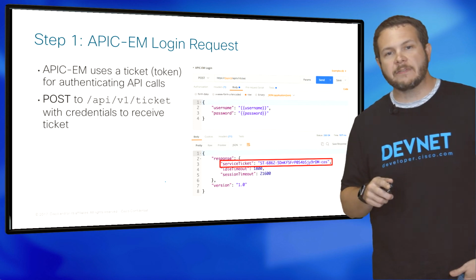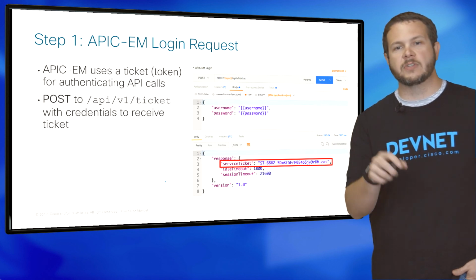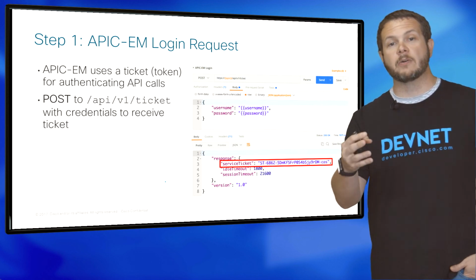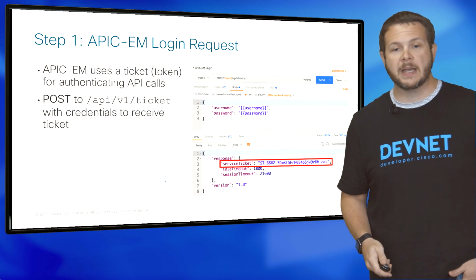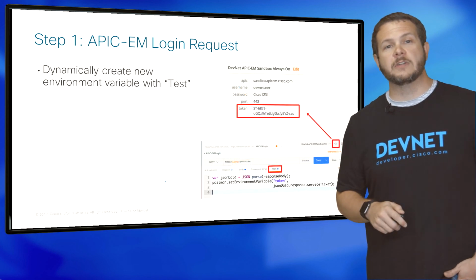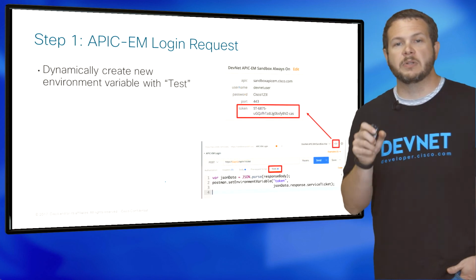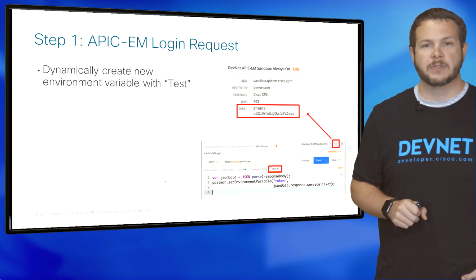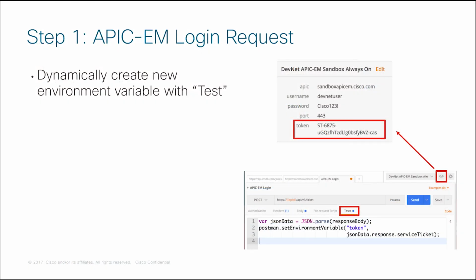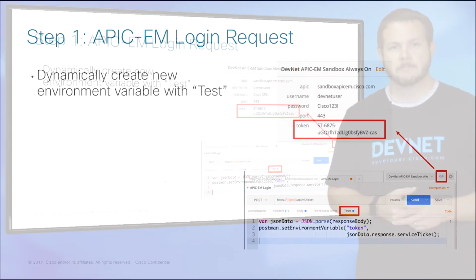Now, we don't want to have to necessarily copy and paste that service ticket, which will change and expire over time, into every follow-up API call. So let's take advantage of another feature of Postman, the ability to build tests and do dynamic variables. As we can see here, what we're using is that test capability to write that common JSON, to review that response body, and then create a new environment variable called token that will then store the value that was returned by our login request. And we can see how we've built that here.